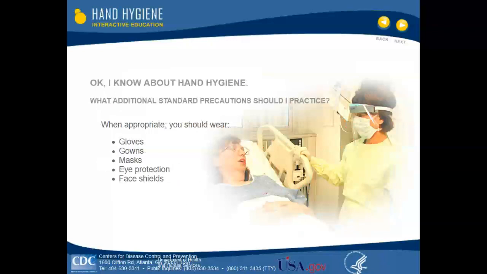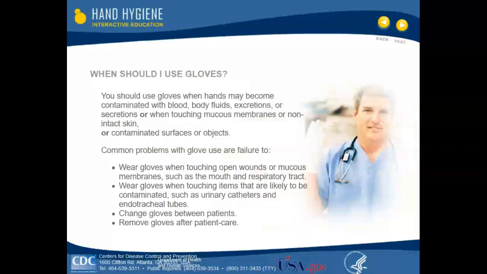When appropriate, you should wear gloves, gowns, masks, eye protection, and face shields. You should use gloves when hands may become contaminated with blood, body fluids, excretions, or secretions, or when touching mucous membranes or non-intact skin or contaminated surfaces or objects. You want to use gloves when touching open wounds or mucous membranes, such as the mouth or respiratory tract, when touching items that are likely to be contaminated, such as urinary catheters or endotracheal tubes. You also want to be sure to change gloves between patients and remove gloves after patient care.